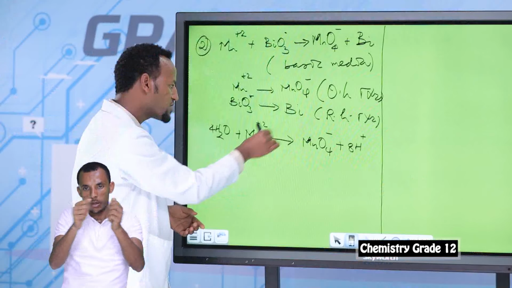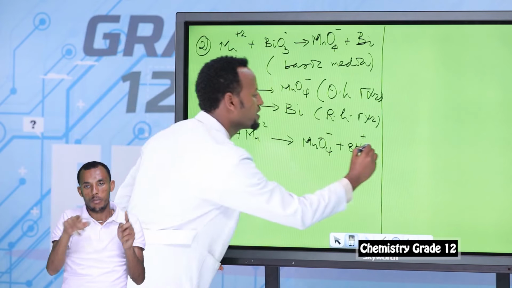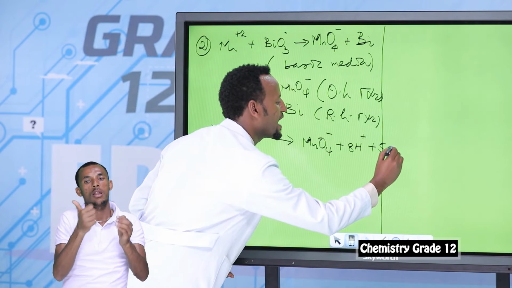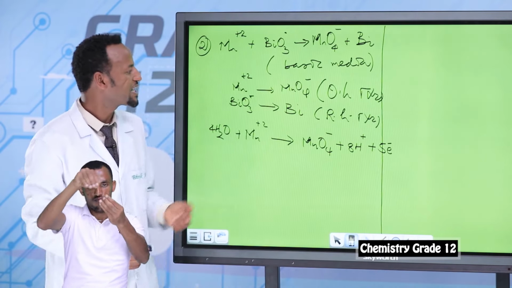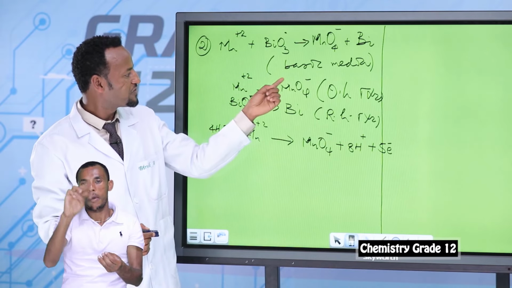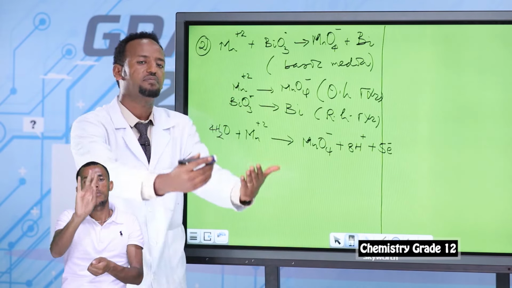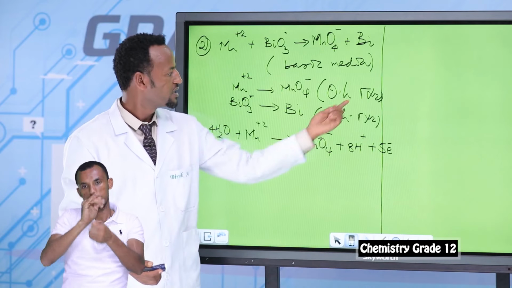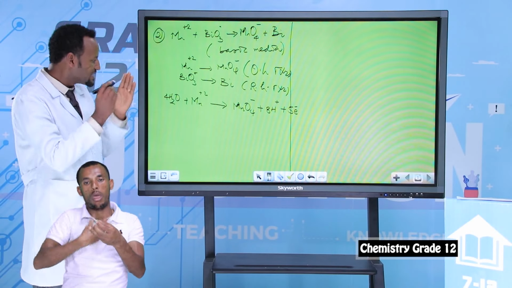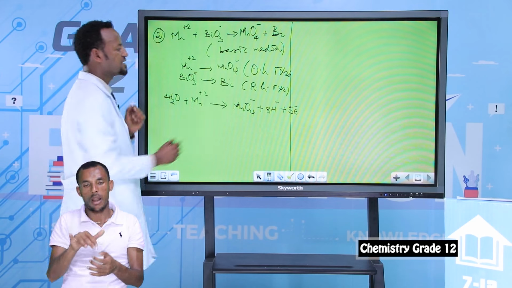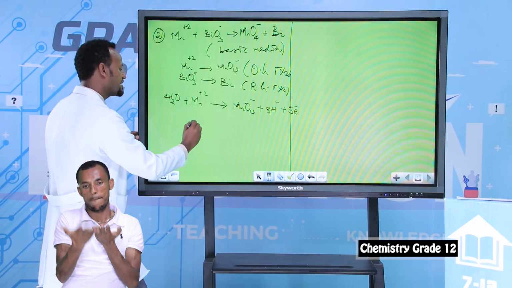This is +2, and +2 and +7 are not equal. So here 5 electrons are added. Why 5 electrons? Because manganese +2 is converted into +7, and the change is 5. So 5 electrons. This is the oxidation half reaction. Similarly, the reduction half reaction is balanced in a similar way.